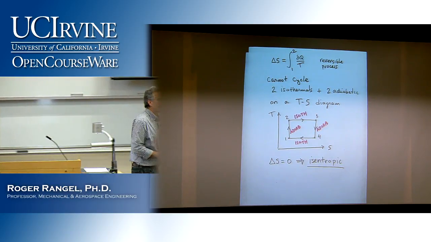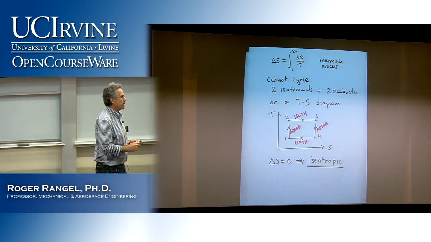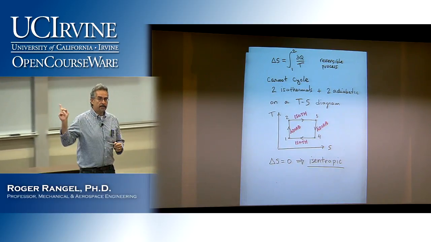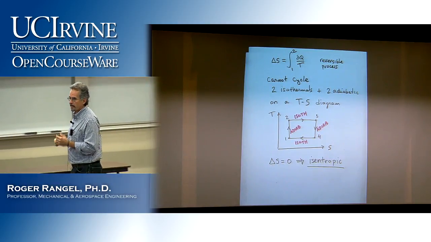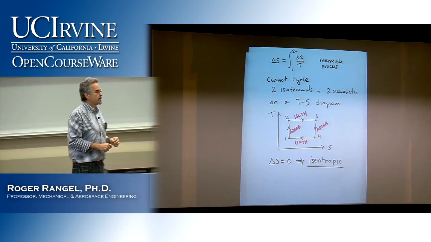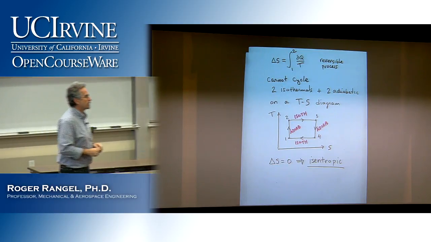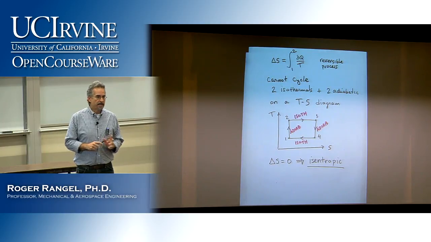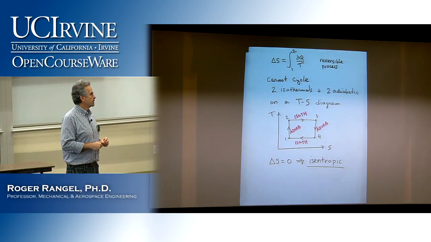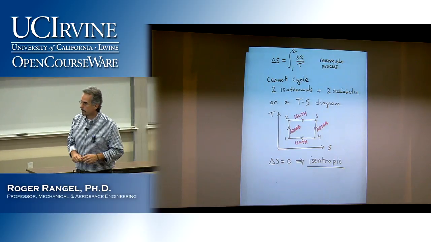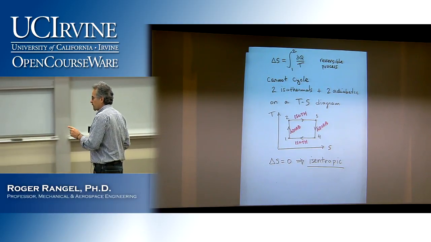So let me ask you a question now. Does that mean that the process was adiabatic? Those two processes were adiabatic, and they're isentropic. Does that mean that every adiabatic process is isentropic? Is every adiabatic process isentropic? Only if it is reversible. Right? Only if it is reversible.